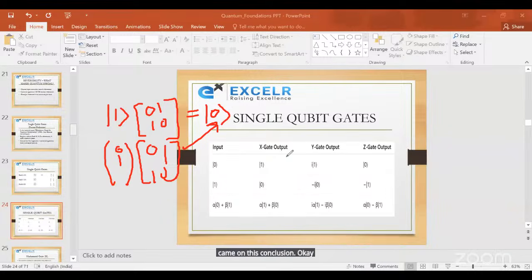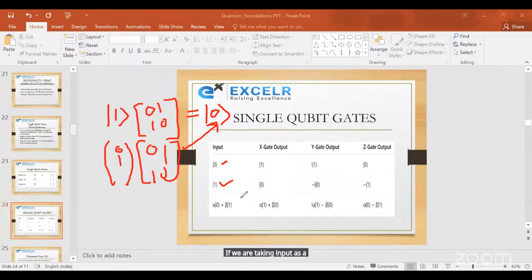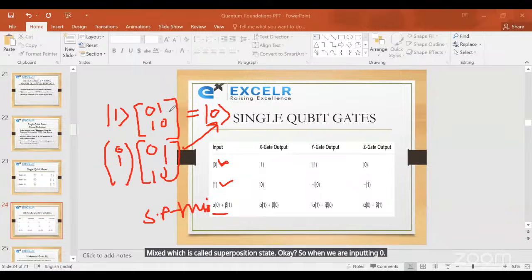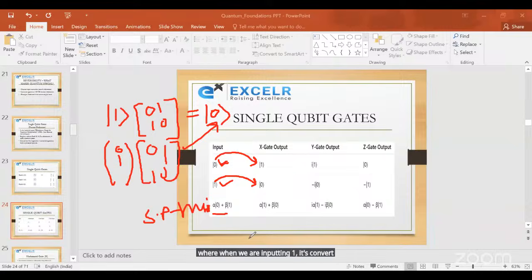Generally I have directly written these conclusions from matrix multiplication. If we take input 0 or input 1, we have three possibilities: either 0, or 1, or a mixed state, which is called the superposition state. When we input 0, this matrix calculation converts it into 1. When we input 1, it converts into 0.